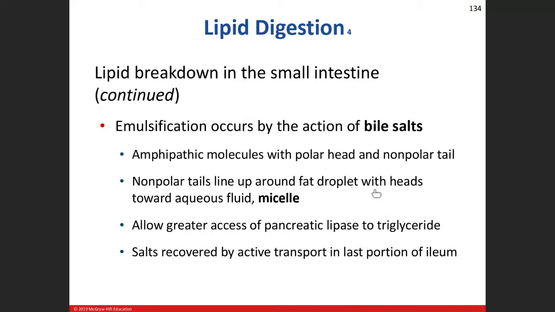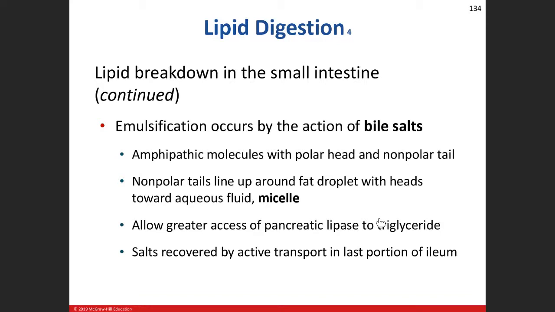So what does this do? This process is going to allow that enzyme, pancreatic lipase, more access to the triglyceride to help break it down into smaller pieces. That's the whole point of emulsification. We start with a big lipid droplet, and now we're going to turn it into smaller lipid droplets so we can get it closer to absorption here.